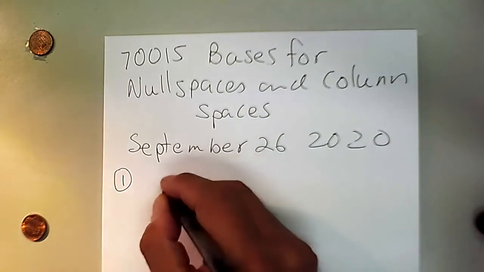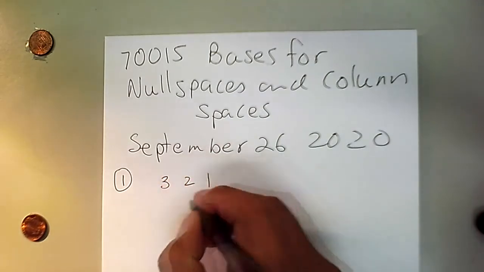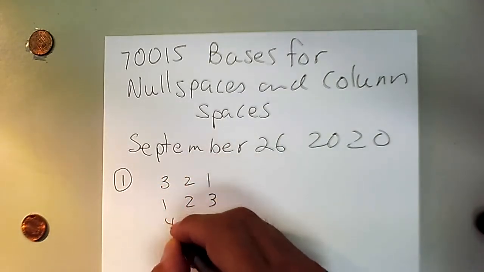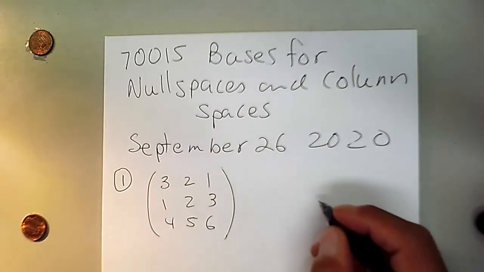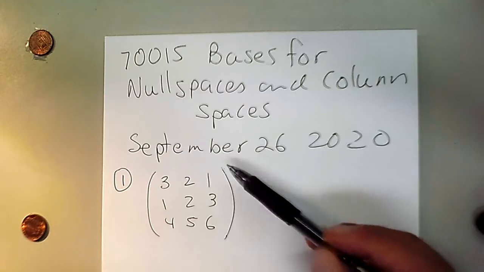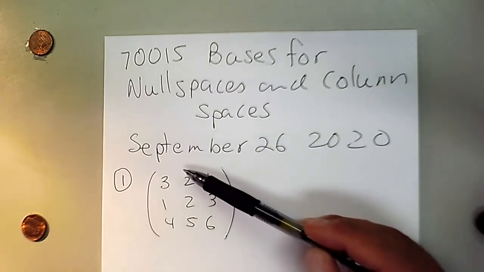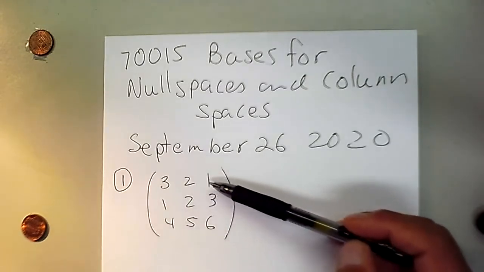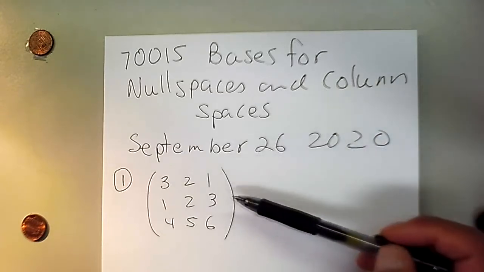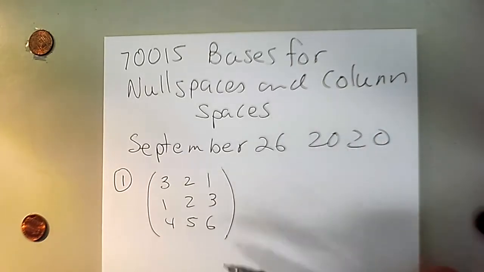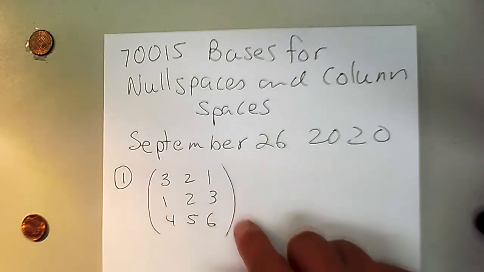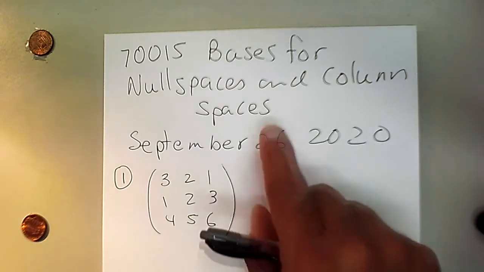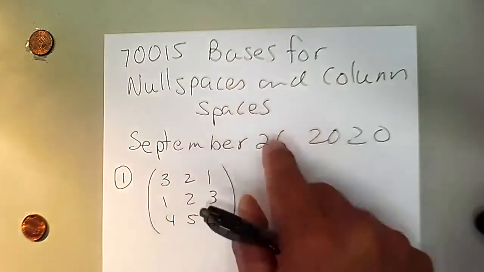Let's say we have a matrix 3, 2, 1, 1, 2, 3, 4, 5, 6. And we want to find the null space of this matrix. And then we will also find the column space of this matrix. So there are two things that we want to find: the null space and the column space. Well, actually, what we want is a basis for the null space.